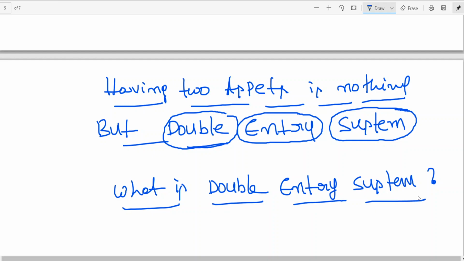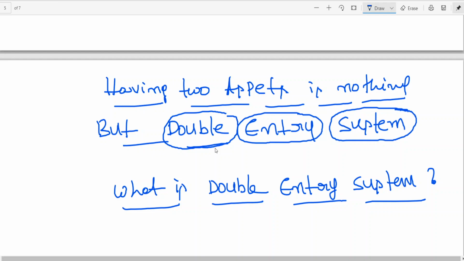That we'll be learning in the next class. Having two aspects is nothing but double entry. That means two aspects are called double entry. Receiving aspect, giving aspect. Receiver aspect or giver aspect is called double entry. What is double entry system? Who has invented double entry system? Etc. We'll be discussing in the next class.